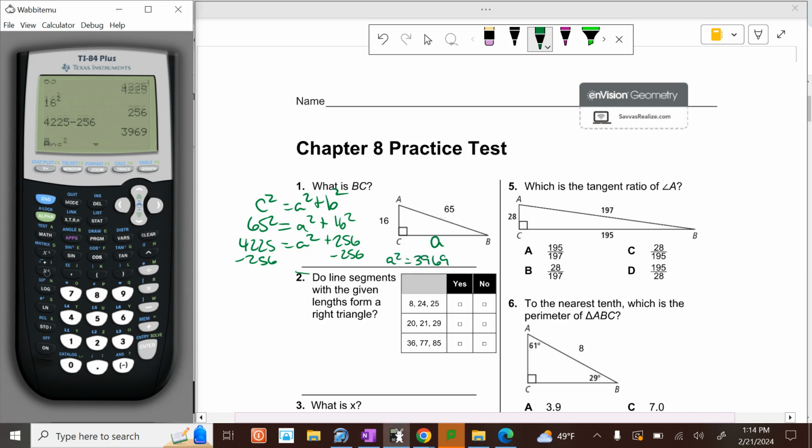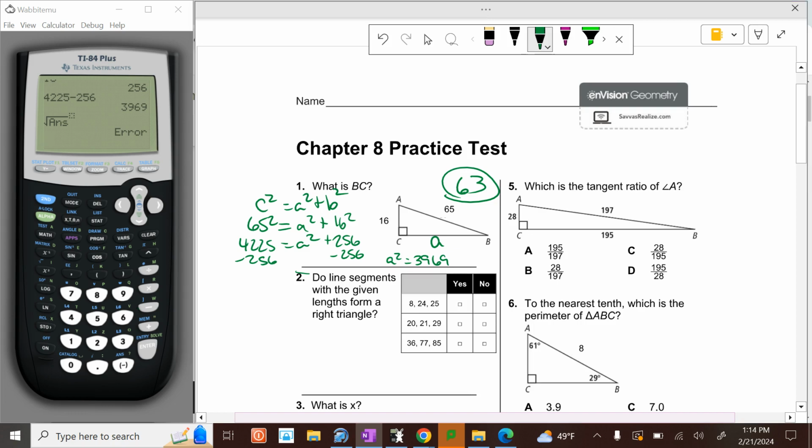So if we take the square root of that, not the square root of that, but the square root of the answer, we get, what's the answer? 63? So the answer is 63.